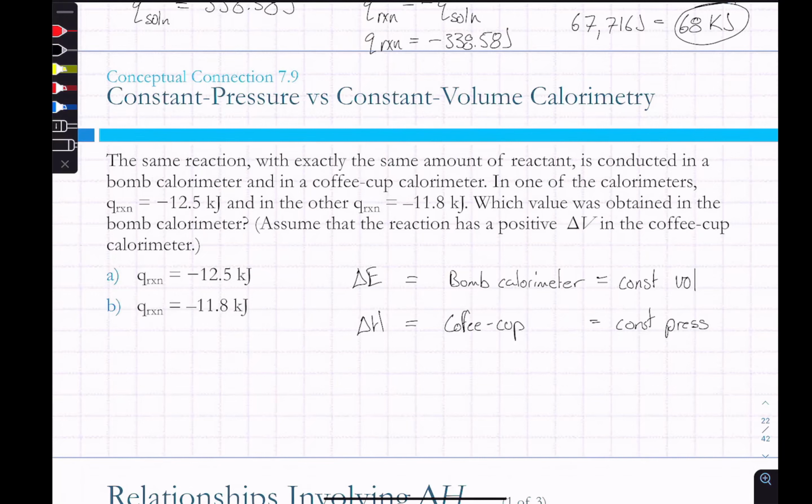Why A? Yep. So A would be the bomb calorimeter, B would be the coffee cup calorimeter, because you lose some of that energy to work. Everybody tracking? They're kind of slippery concepts to wrap your head around.